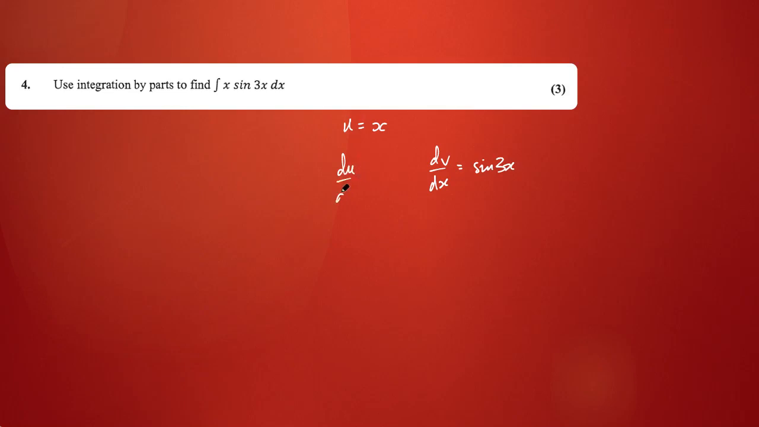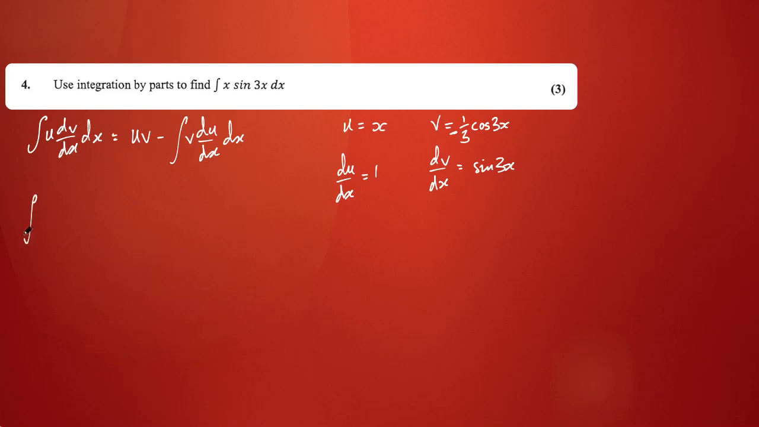Differentiate that, du by dx equals 1, and integrate sine 3x, it needs to come from cos 3x, but of course when I differentiate cos, the sign changes. I've also got the 3 inside, so that's going to be a third. If I differentiated a third cos 3x, I would end up with minus a third sine 3x, so to deal with that I need to put a minus sign in front. Remember, by parts uses the rule that the integral of u dv by dx with respect to x is equal to u times v minus the integral of v du by dx with respect to x.